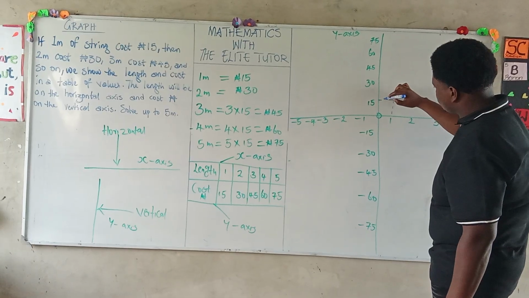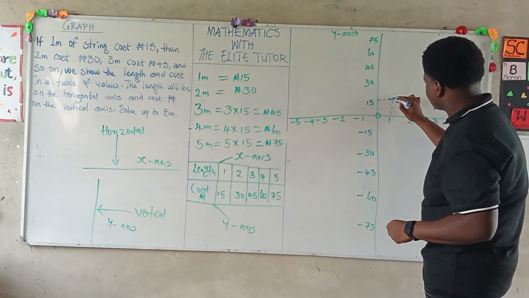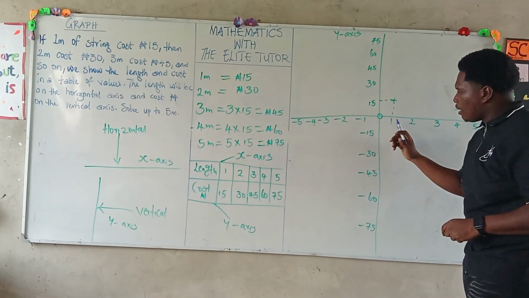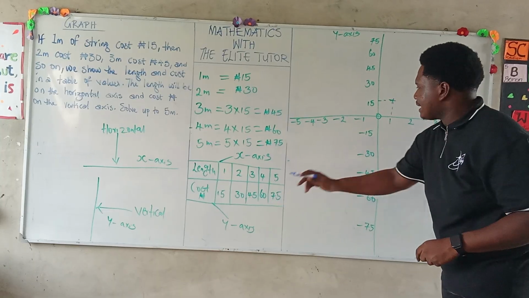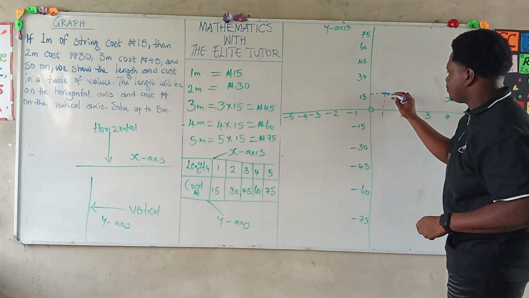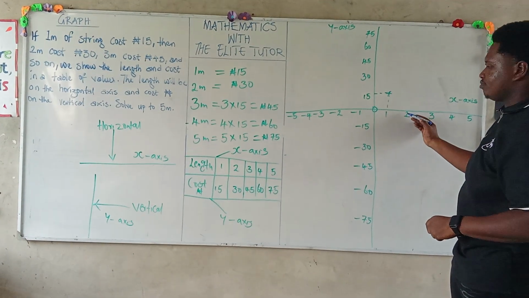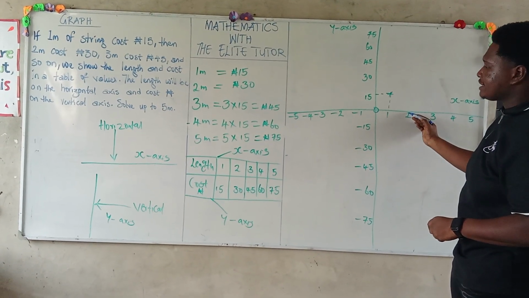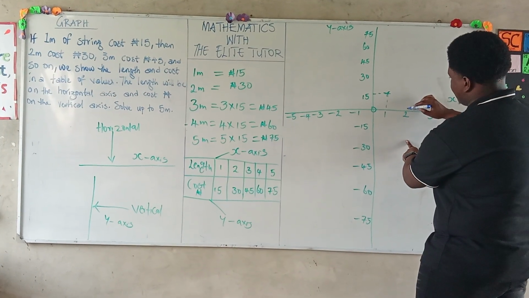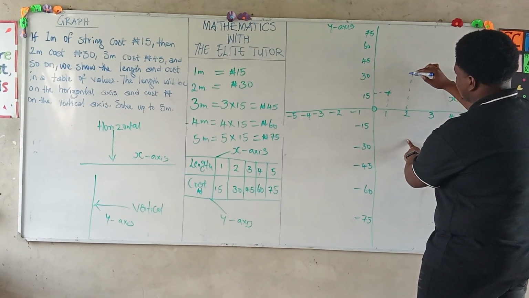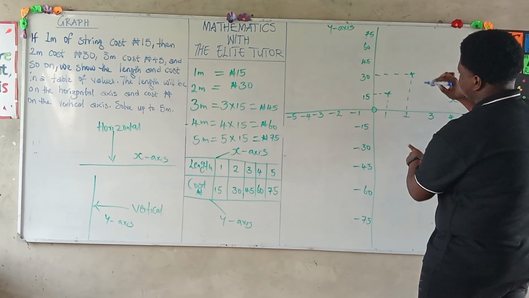At this point, you just press it. Let's mark the point with an X. So when our x-axis is 1, our y-axis is 15. We have it here. Now, when our x-axis is 2, our y-axis is 30. So we have 30 here, and then we mark it with an X.